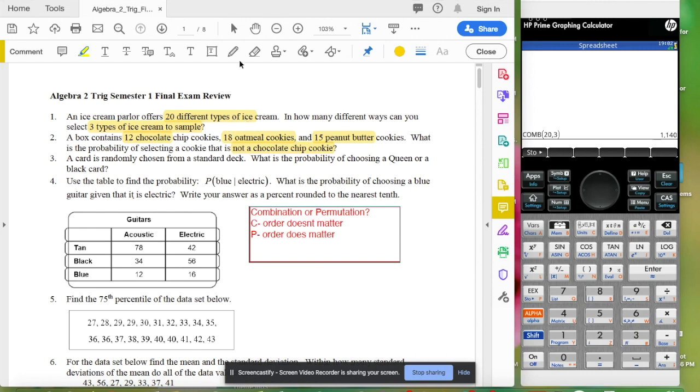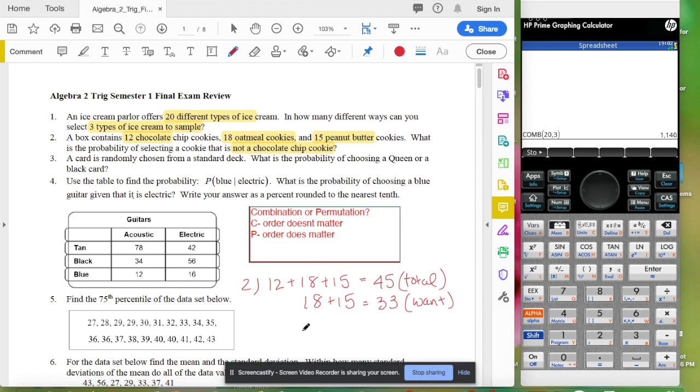So first, what we have to do for number 2 is figure out our total. So we're going to add 12 plus 18 plus 15, and that is going to get us 45, which is our total amount. Then we're going to add what we want to select. What we want to select is something that is not a chocolate chip. So we're going to add the 2 that are not chocolate chip, and that's going to get us 33.